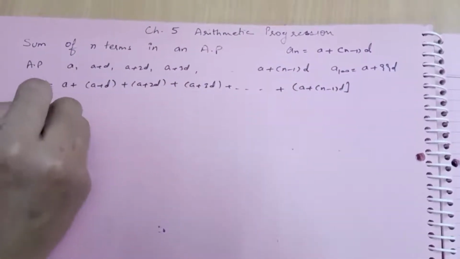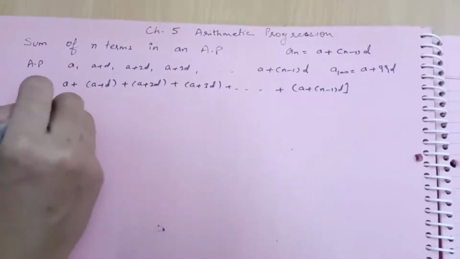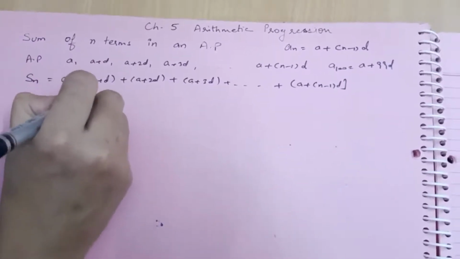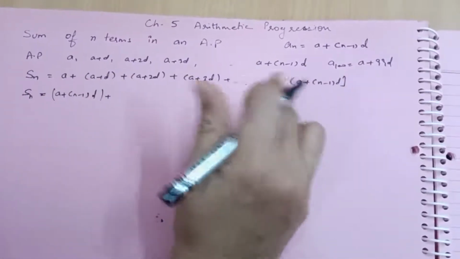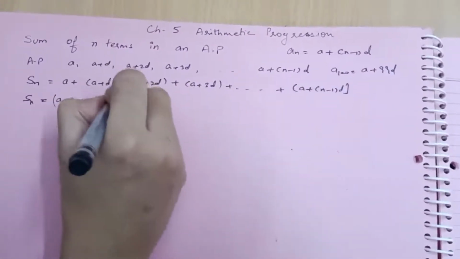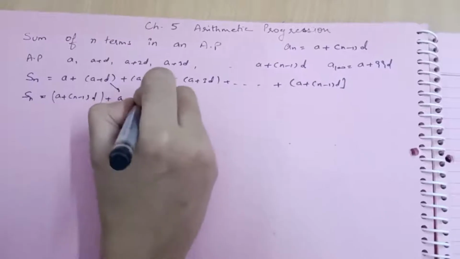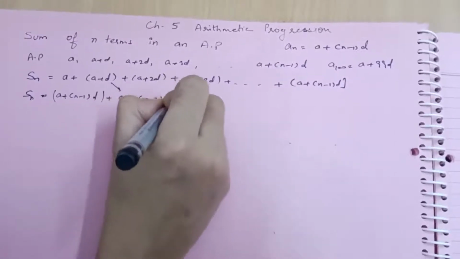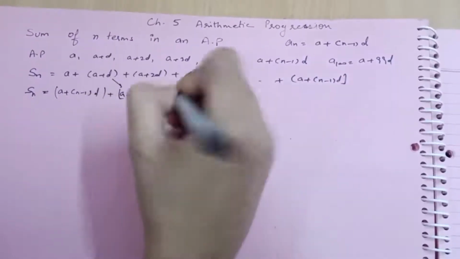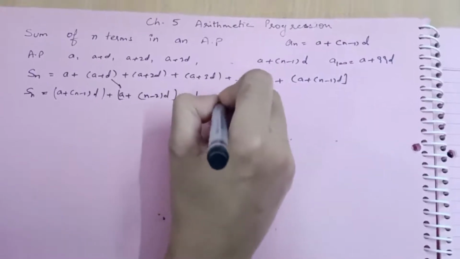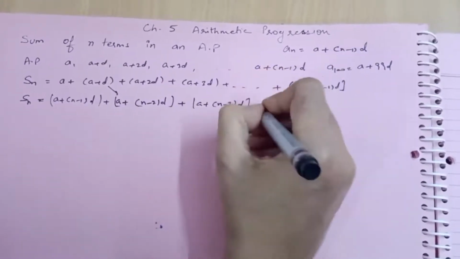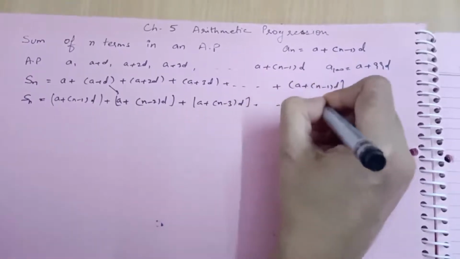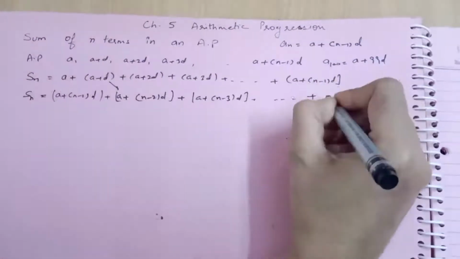Now just reverse this; Sn can also be written this way. If I am adding from the end, first I write a + (n - 1)d. Plus, just before this one, one less will be there, so below this it will come a + (n - 2)d. Next, if I keep adding, it will be a + (n - 3)d, because one less term will be there. So simply till the end it will go, and the first term a will come at the end.